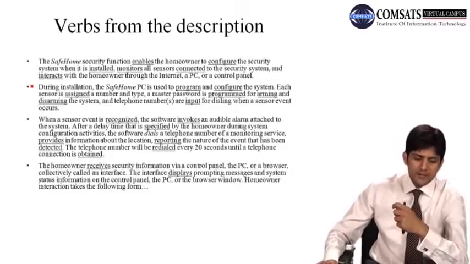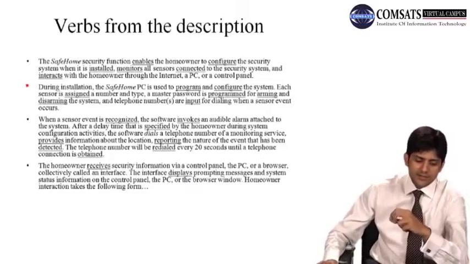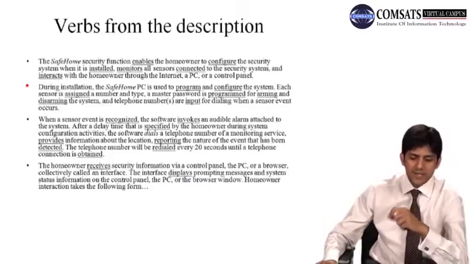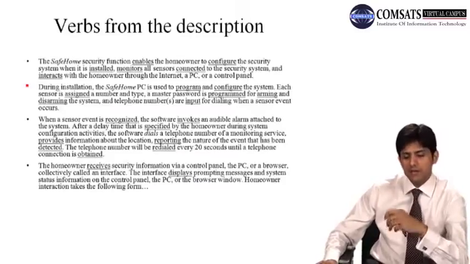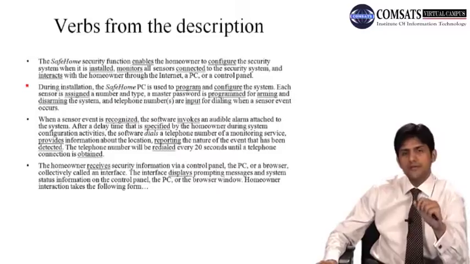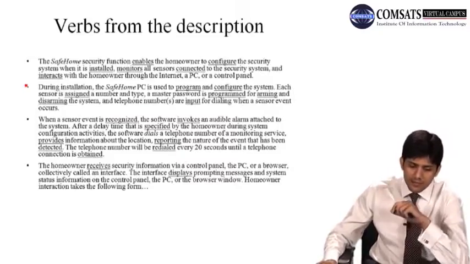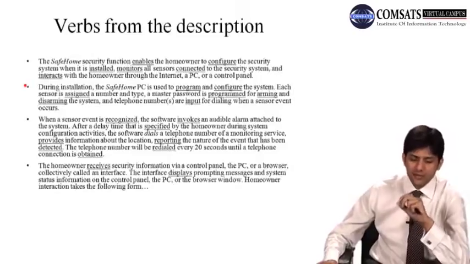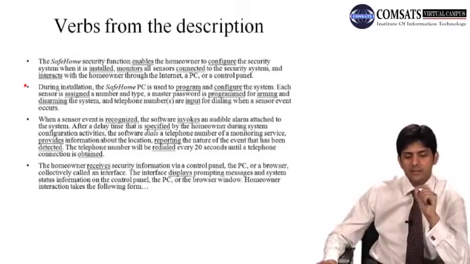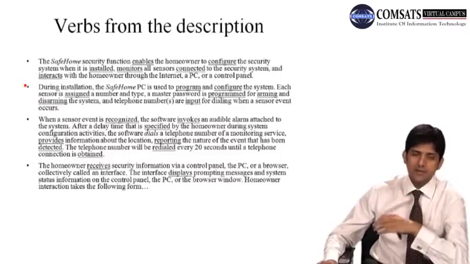Then during installation, let's read the second paragraph or the second bullet. During installation, the SafeHome PC is used to program and configure the system. We have already gone through that configure can be one of the subprocesses. Each sensor is assigned a number and type. A master password is programmed for arming and disarming the system, and telephone numbers are input for dialing when a sensor event occurs.